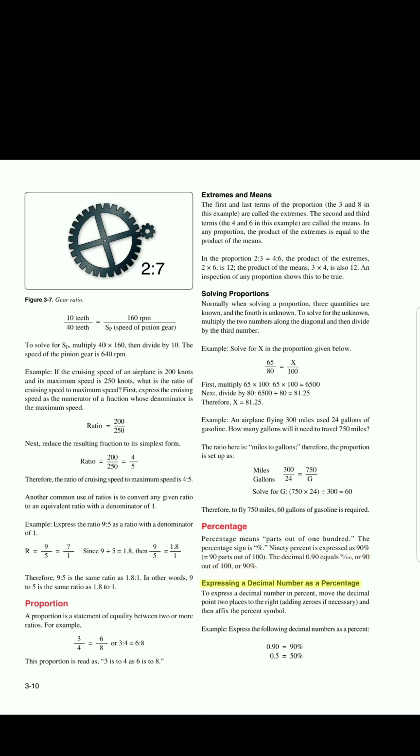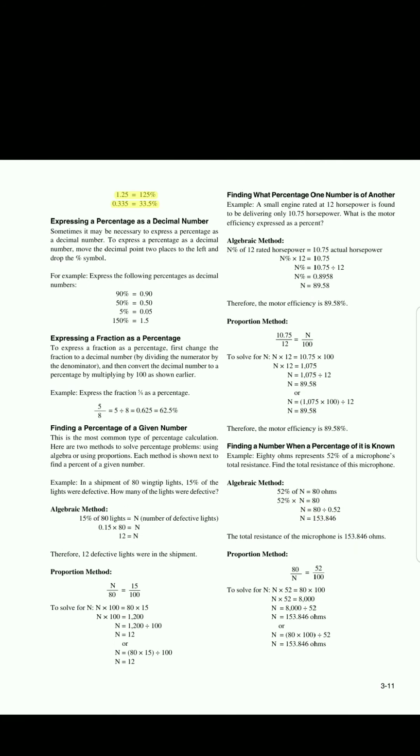Expressing a decimal number as a percentage. To express a decimal number in percent, move the decimal point 2 places to the right, adding zeros if necessary, and then affix the percent symbol. Example. Express the following decimal numbers as a percent. 0.90 equals 90%, 0.5 equals 50%, 1.25 equals 125%, 0.335 equals 33.5%.